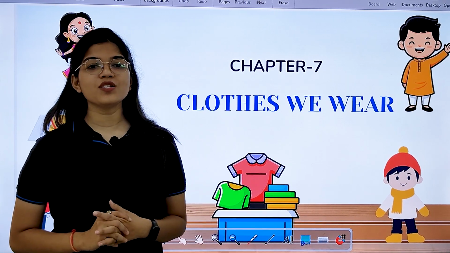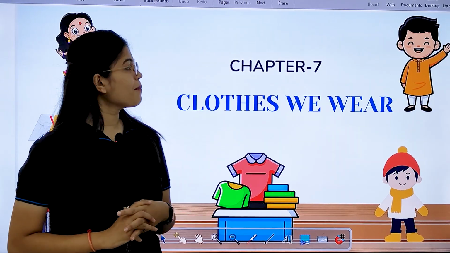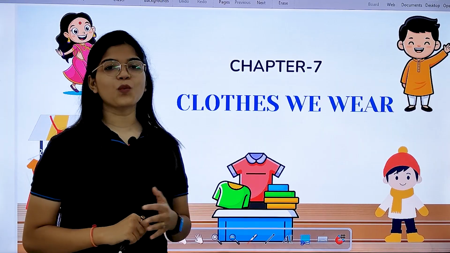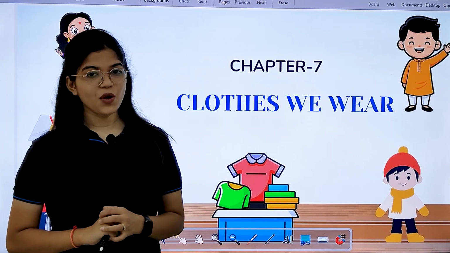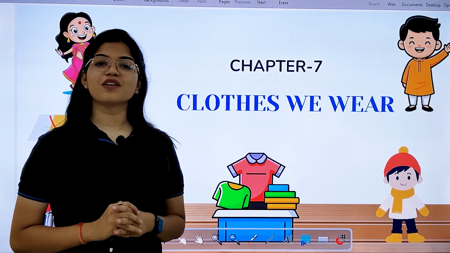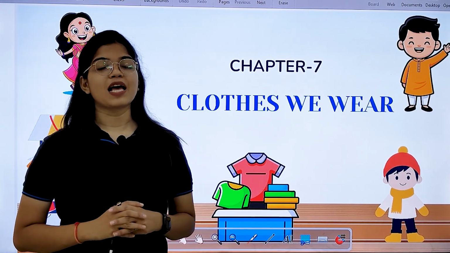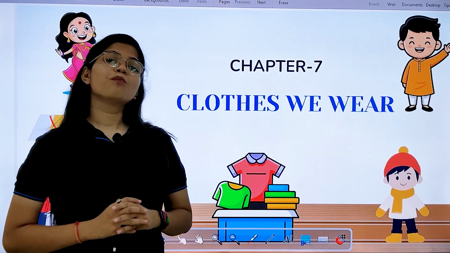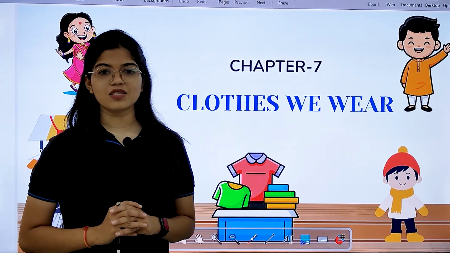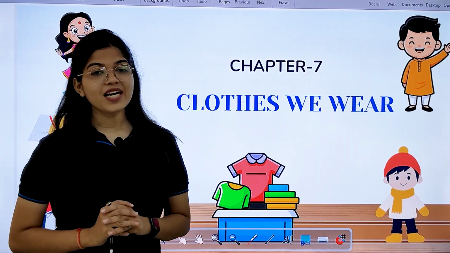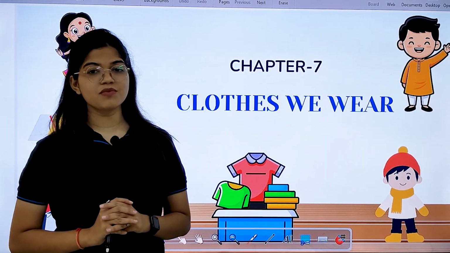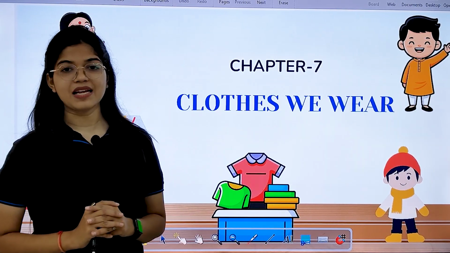Today, students, we are going to learn about chapter 7 of class 4, which is about the clothes we wear. As we all know, we wear different types of clothes according to different seasons and climatic conditions. But the question arises: why do we need clothes? Why do we wear them? We wear clothes to protect our body from heat, cold, rain, dust, germs, and also from insect bites.